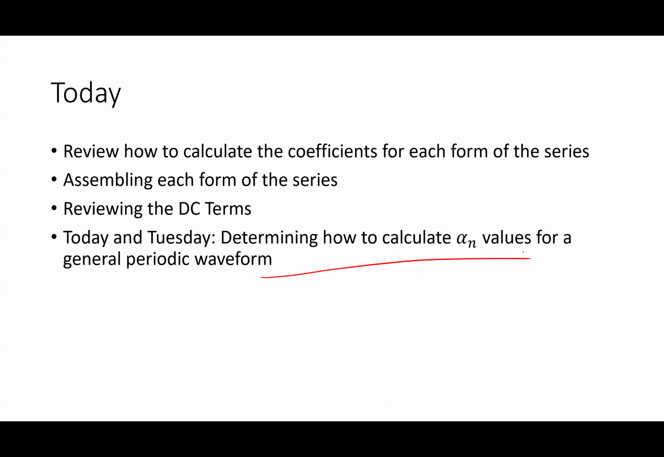Somehow I knew that the coefficients were 4 over pi and 4 over 3 pi. Well, I didn't just know that, right? There's a way of calculating it. So we're going to go through how to do that.